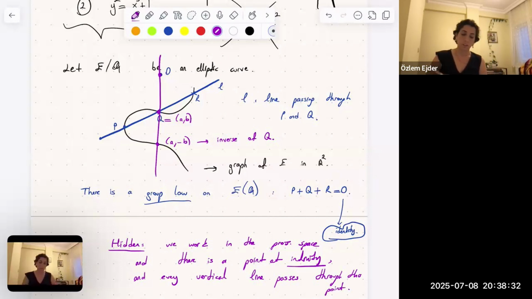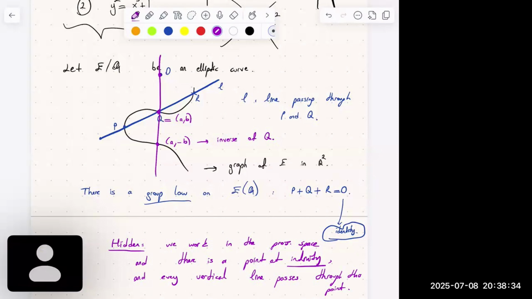Okay. Can I ask something? Yes, of course. Do we define the inverse like this, or do we find the inverse to be (a, -b)?